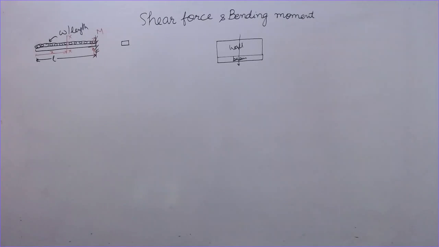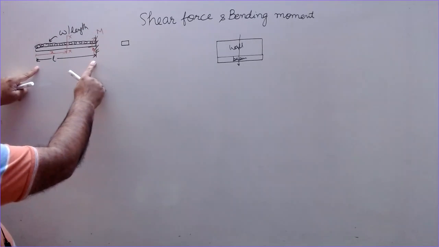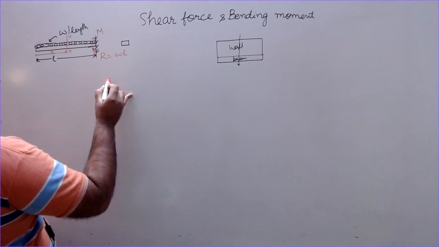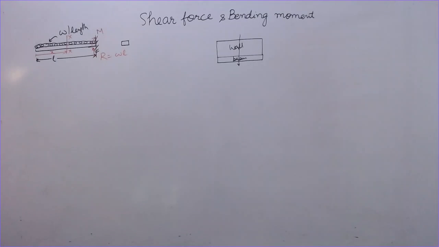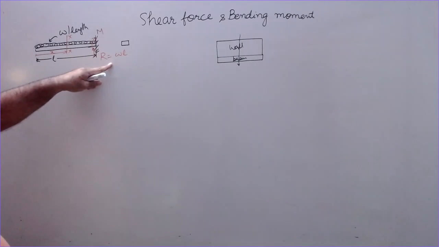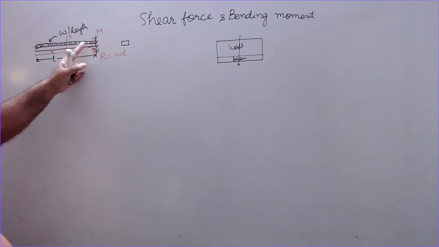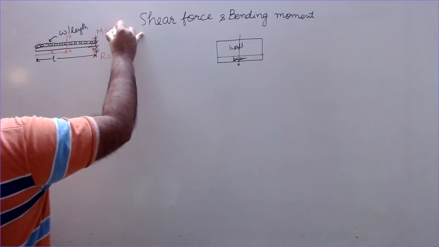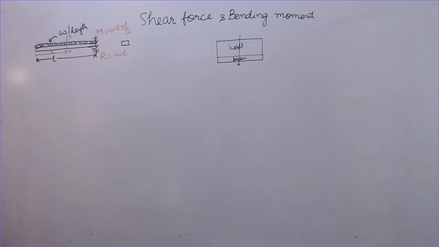What is the net downward load? The net downward load is the total load, W per unit length, W into L. So this fixing reaction will be W into L, and what is the moment of this load? Load is acting at the center, W into L, multiplied by distance from the center of this point. So W into L multiplied by L by 2. So this is the fixing moment at this end. So now we can draw the shear force and the bending moment diagram.